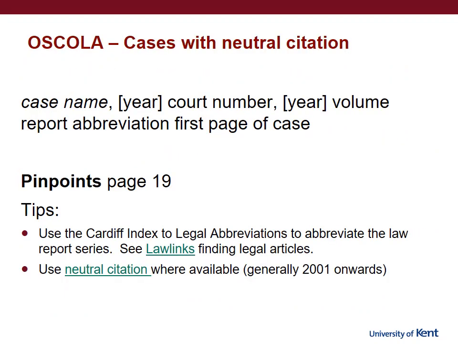So, some information about referencing cases with a neutral citation. A neutral citation is a unique reference number which is given to a particular judgment by HM Courts and Tribunals Service. Unlike the majority of citations, neutral citations do not refer back to a specific report or case, but to the judgment itself, and this is to be extended in due course to other divisions of the High Court. In these cases, you should start with the case name, then the year in square brackets, followed by the court number, then the first page of the case and any pinpoints that may be relevant as well.